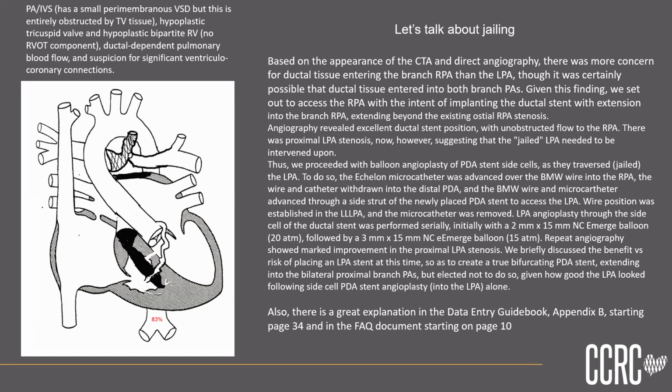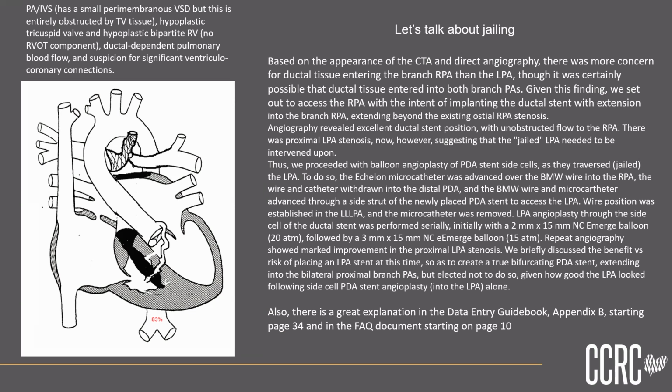The hypoplastic tricuspid valve, so you can kind of see the little valve into this minuscule RV. There was really no RV outflow. It was completely atretic and ductal dependent pulmonary blood flow. And they also had ventricular coronary connection. So when they talk about ventricular dependent coronary circulation, you kind of need that little bit of an RV and you need high pressure to force blood through the coronaries.